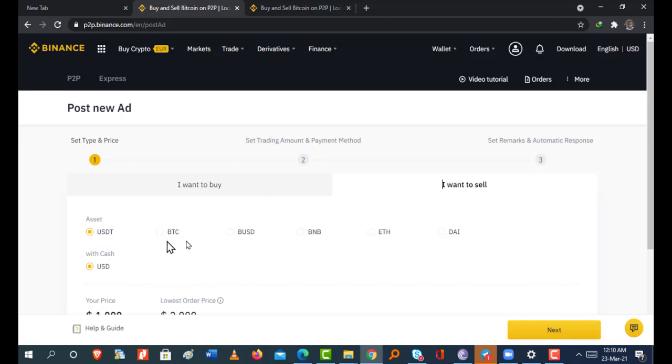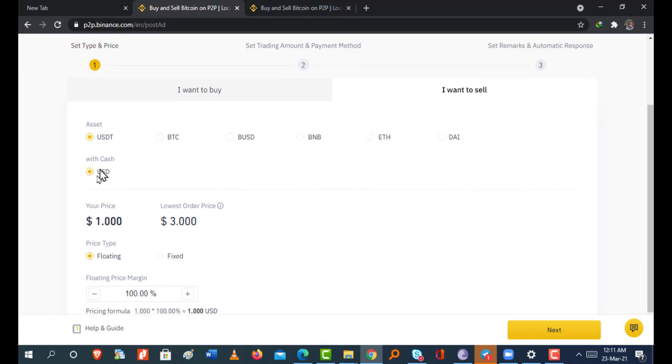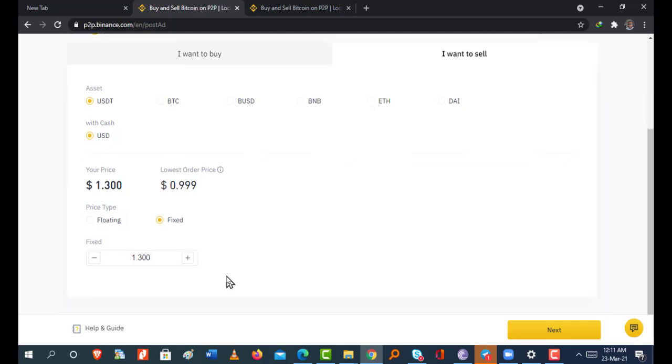Select the crypto that you want to sell. In my case, it's USDT. You have got these other options, Bitcoin, Binance USD, BNB, Ethereum, and DAI. You're selling against cash. You can set your price, a floating or a fixed. I'm going to set a fixed, which will be 1.3. I think with 30% I should be able to at least recover most of the fees on the platform that I'm selling on. You can click on next.